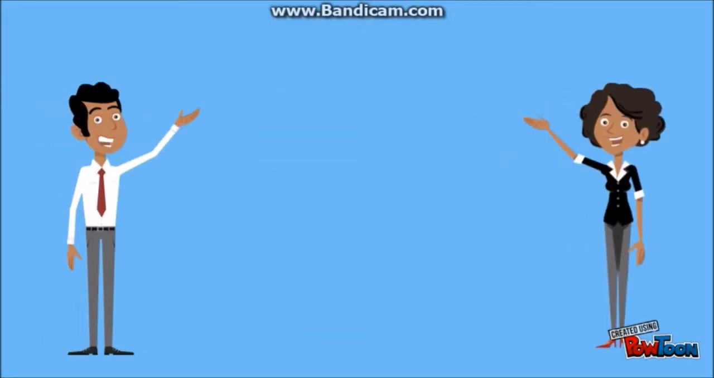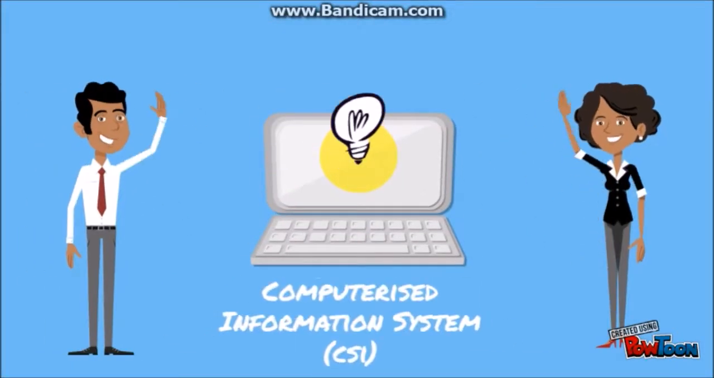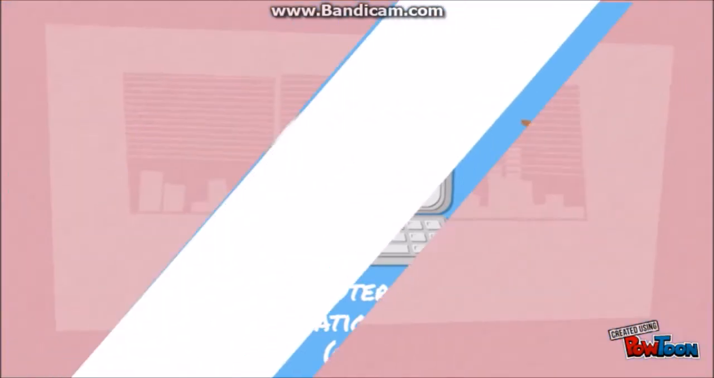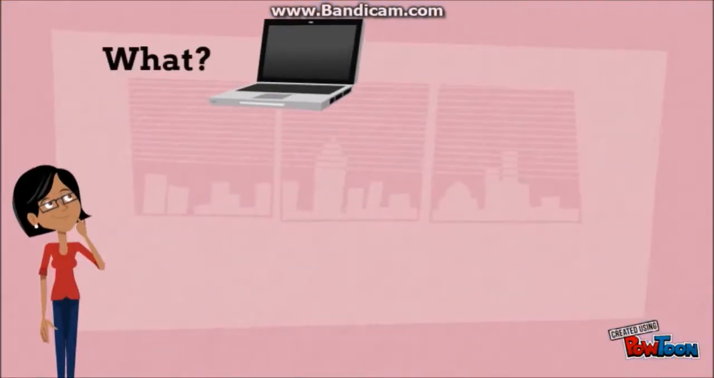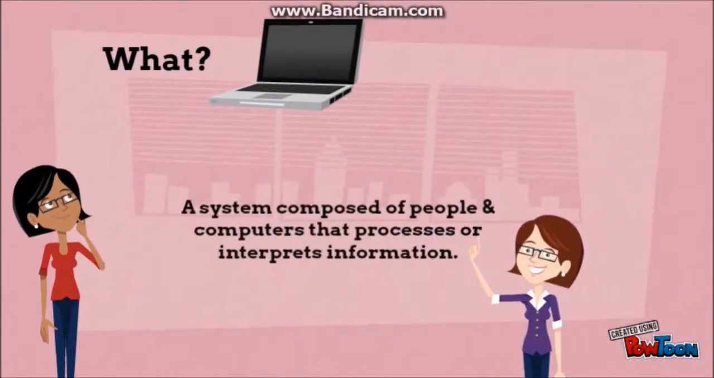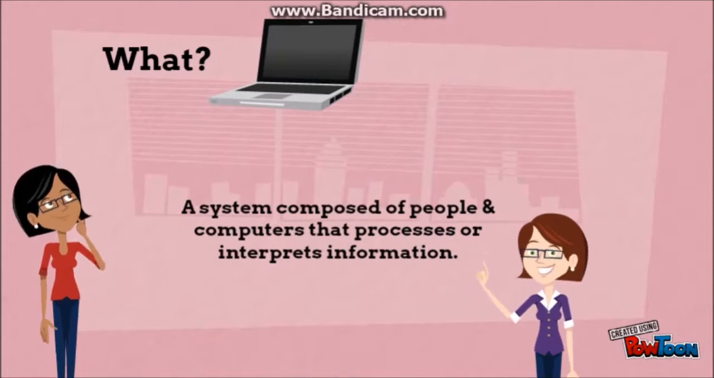Hi everyone, our topic for today is Computerized Information System or CIS. So we need to know what is CIS. It is a system composed of people and computers that process or interpret information.